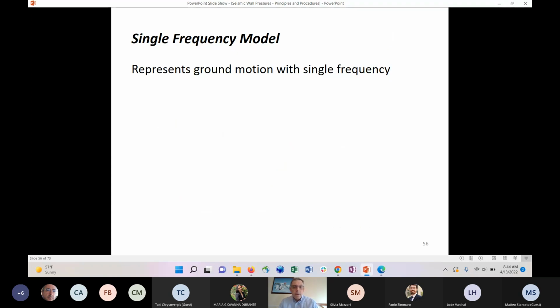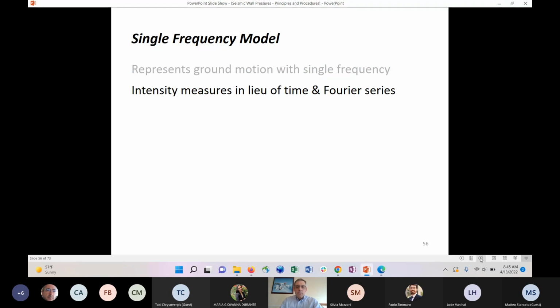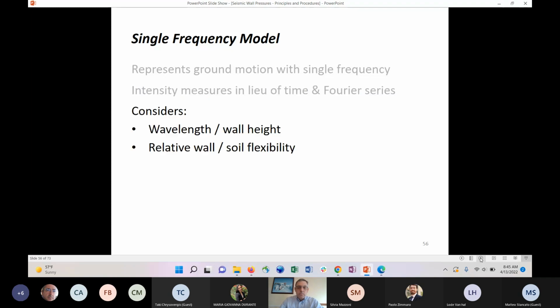Okay, so finally, we have a single frequency model, which is the simplest way to account for these things. It simplifies the ground motion down to what's happening at a single frequency. So there's a single amplitude that goes with a single frequency. So this is meant for an analysis that has a similar level of complexity as the current limit state methods. So we're using essentially intensity measures instead of Fourier series in this solution. And we consider what are the most critical factors, which are wavelength over wall height, like we saw, and the relative wall soil flexibility.